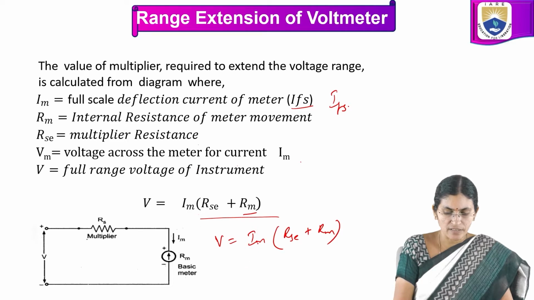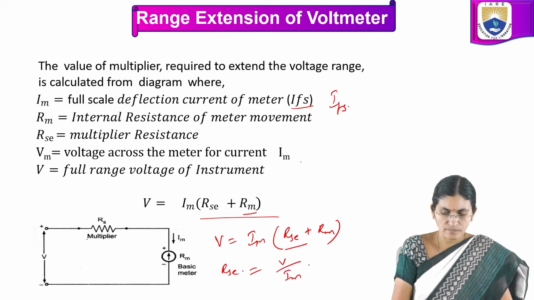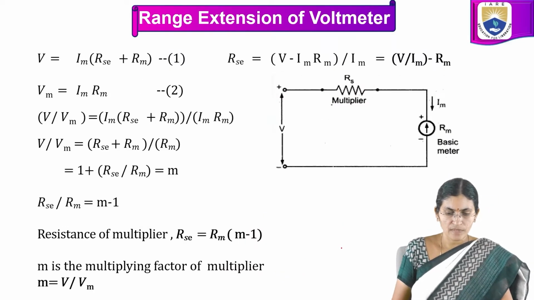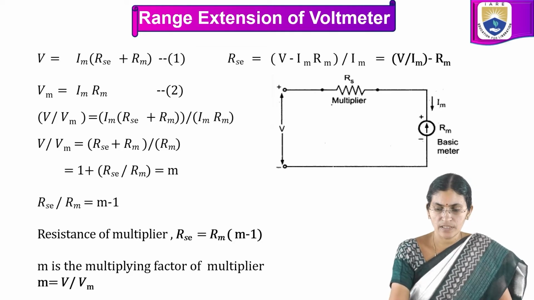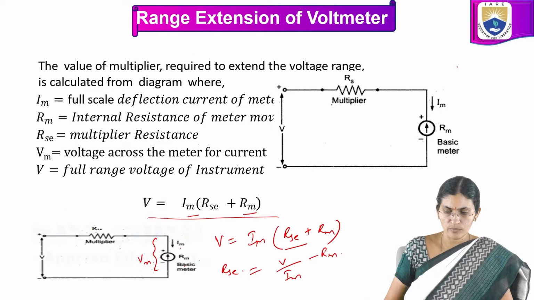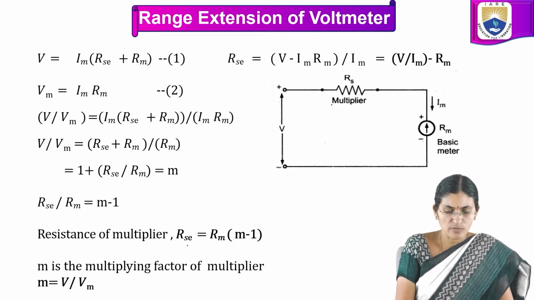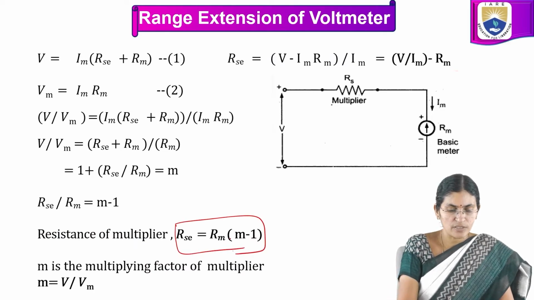From this we can find the value of RSC. RSC is equal to V by Im minus Rm. So this is what we have obtained. We can also obtain this formula by using the following.